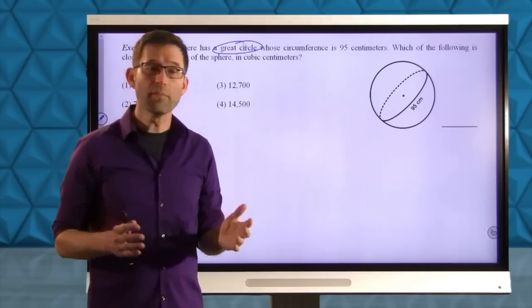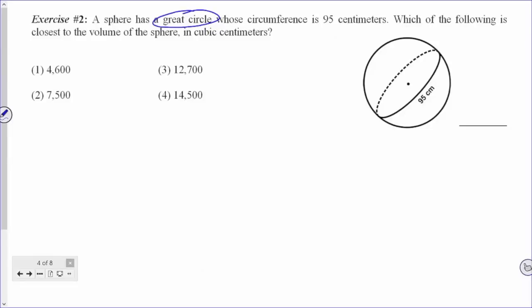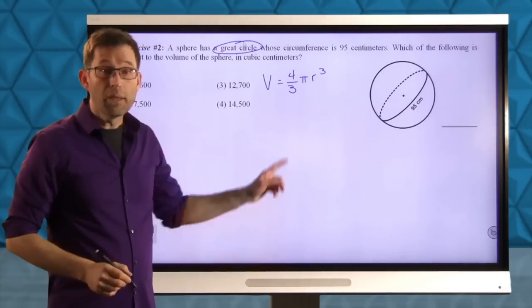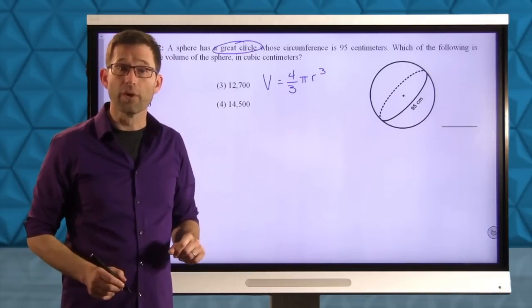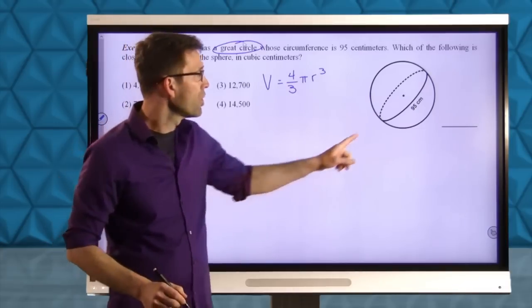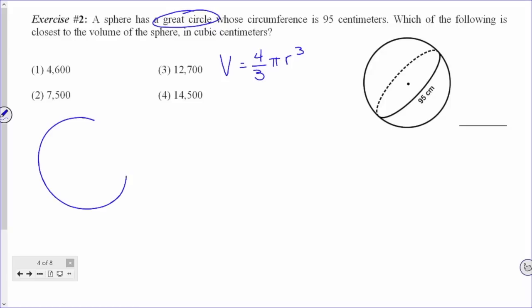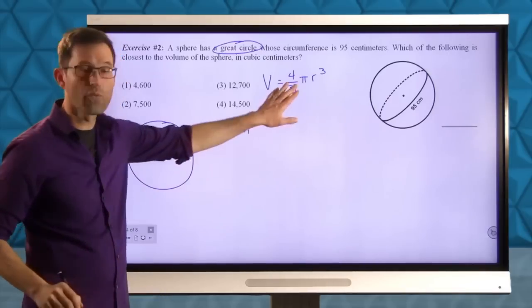All right. Well, ultimately speaking, it's always important to know what you need. So since I'm trying to figure out the volume of this sphere, I'm going to write down its equation, 4/3 pi r cubed. It means I need to know what the radius of this sphere is. But the radius of this sphere will also be the radius of this great circle. And what do I know about this circle? Right, what I know about it is that its circumference is 95 centimeters, right? And its radius will be the same as the radius of my sphere.